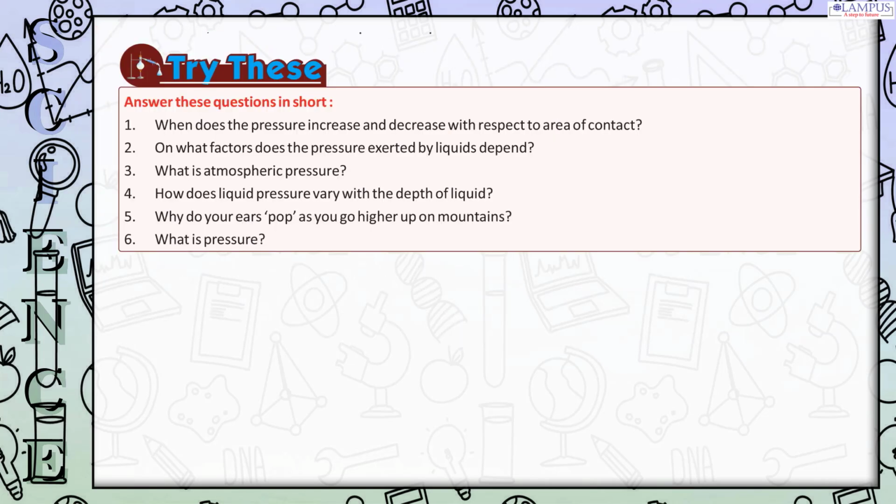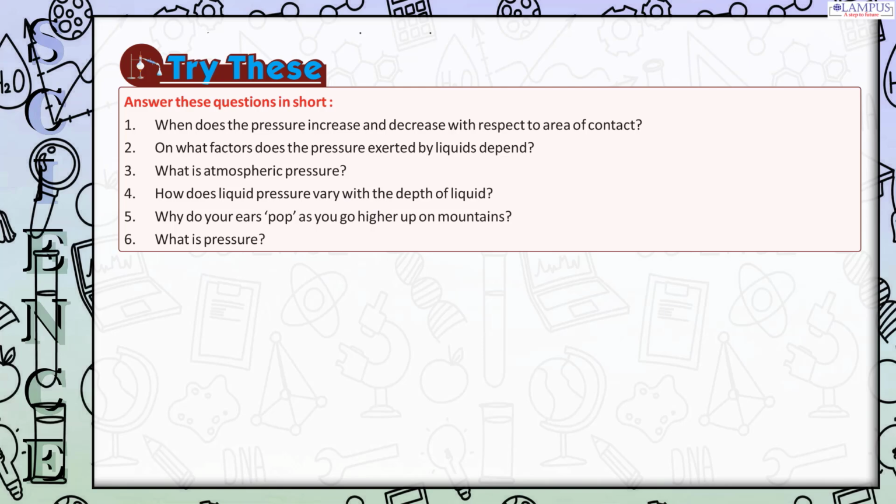Try these. Answer these questions in short. 1. When does the pressure increase and decrease with respect to area of contact? 2. On what factors does the pressure exerted by liquids depend? 3. What is atmospheric pressure? 4. How does liquid pressure vary with the depth of liquid? 5. Why do your ears pop as you go higher up on mountains?